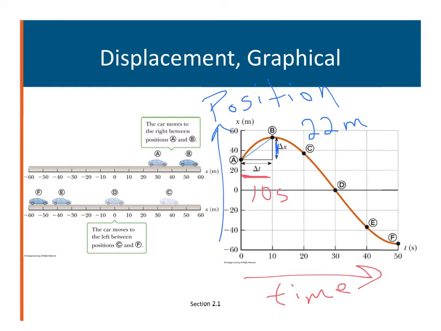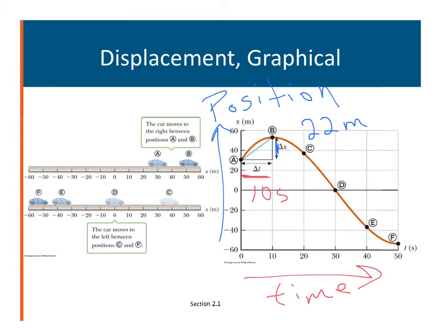We could find the change in position or the displacement from any two positions, A to C, A to D, A to E, or even D to F, any two positions. We could find the displacement and also the time interval over which that displacement occurred.